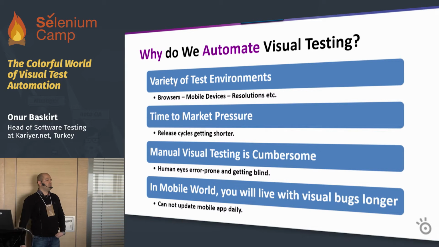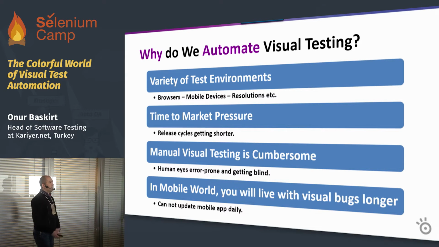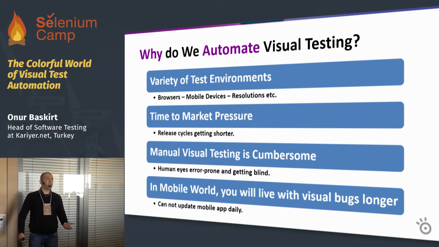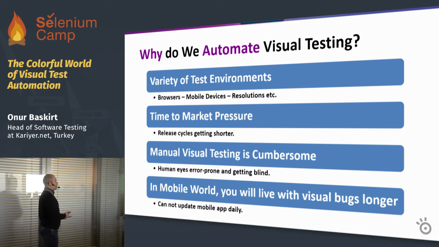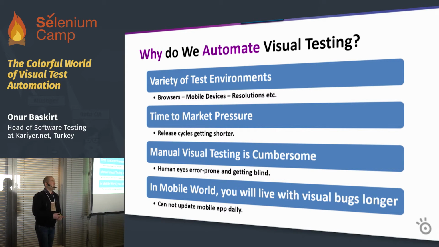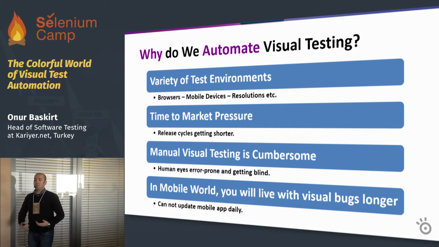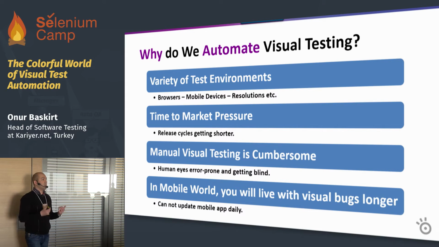Also, as you know, in the agile world, release cycles are getting shorter and shorter. And you have to do a lot of testing activities such as user story testing, security testing, performance testing, test automation, API testing, a lot of things in a single sprint. So if you also do visual testing, you have very limited time. You have to do it faster.